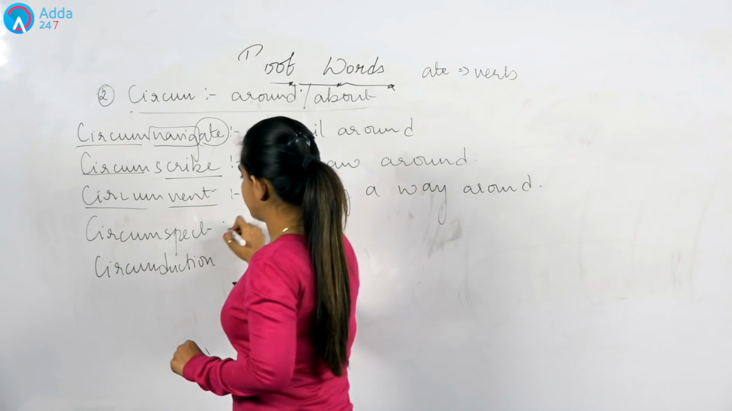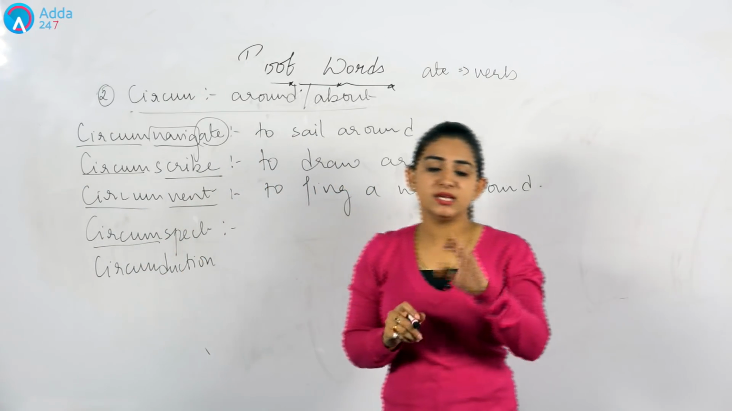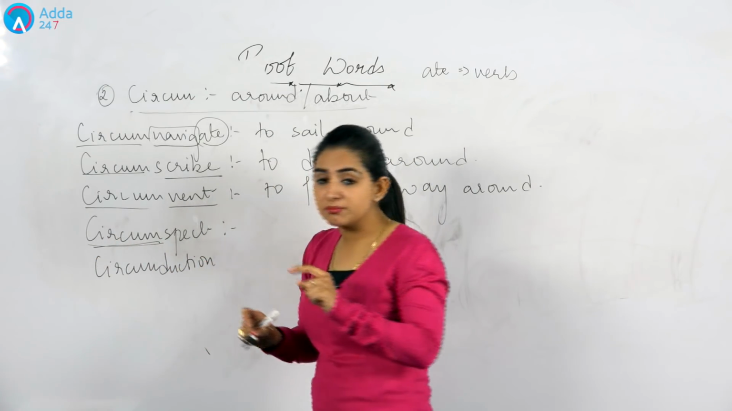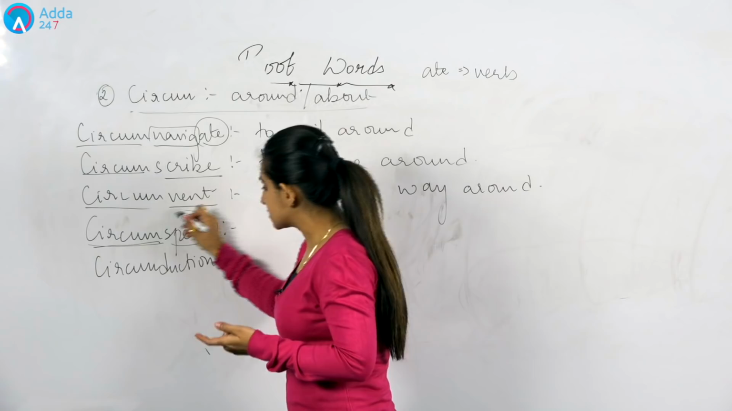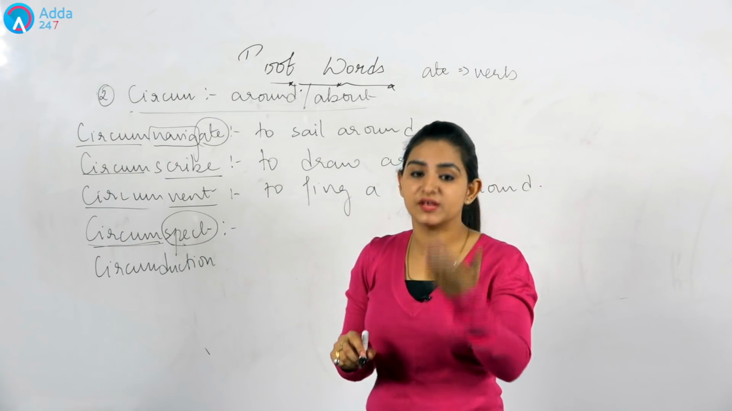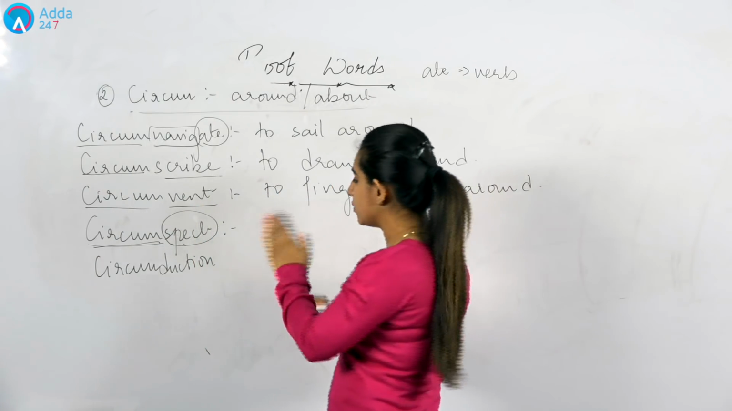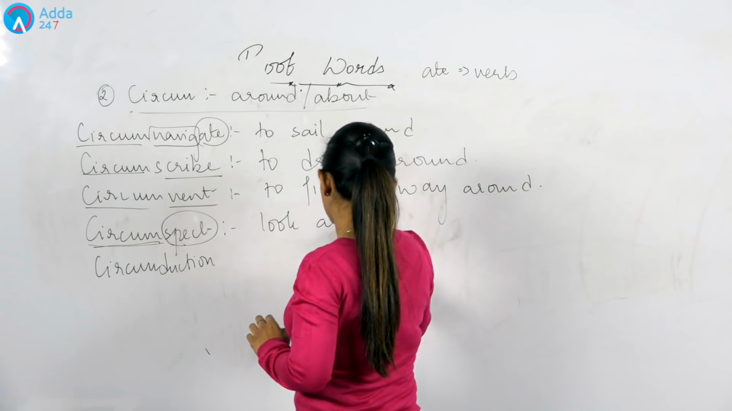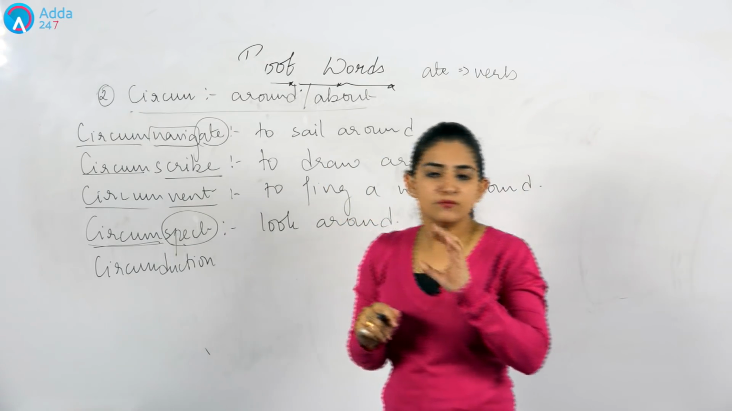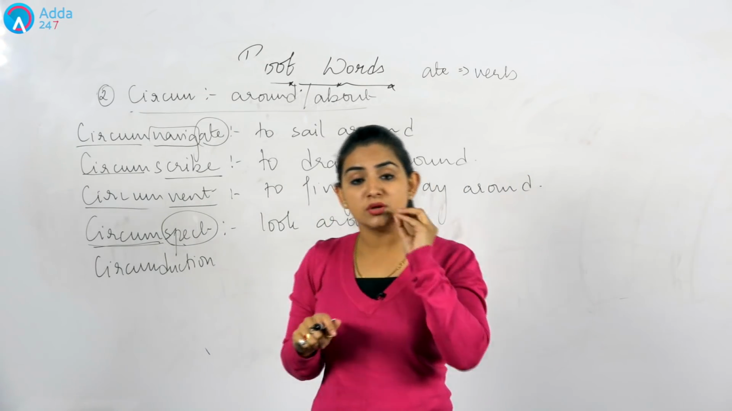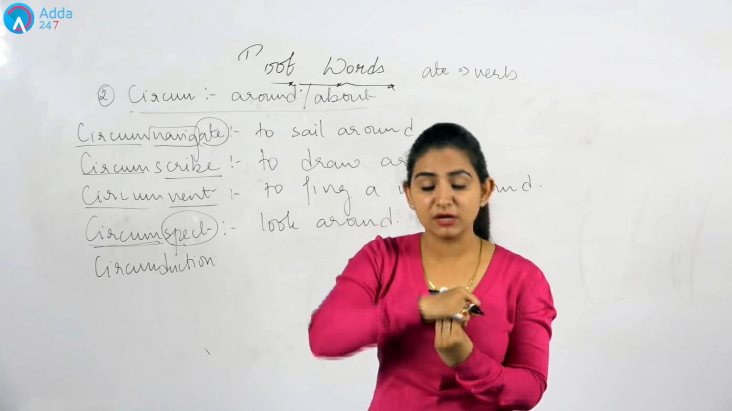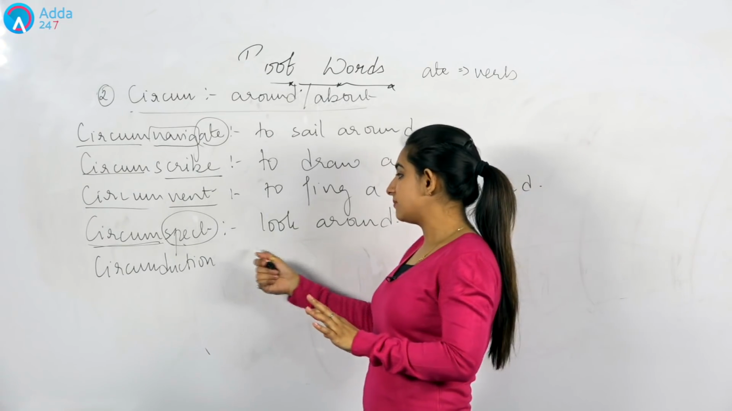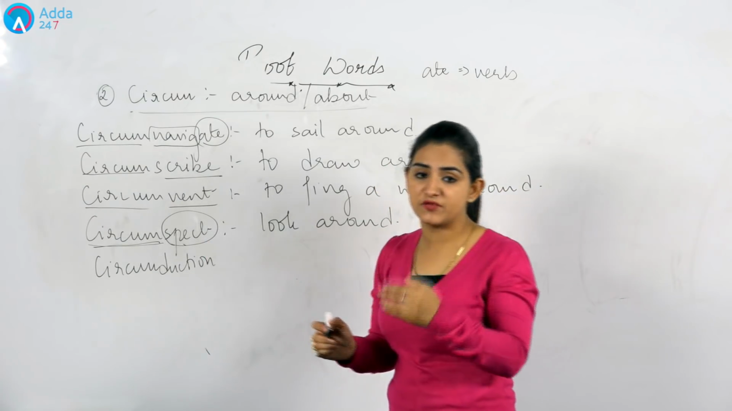Next word is circumspect. As we have spect in inspect, similarly we have spect in circumspect as well. As we know, circum means around, so spect means what? It means look, it means investigate, it means examine. So circumspect means to look around, to investigate around. For example, if somebody is involved in a murder case, the police will not only target that person but also everybody who is associated to him. So that is what we mean by circumspect, looking around everybody.